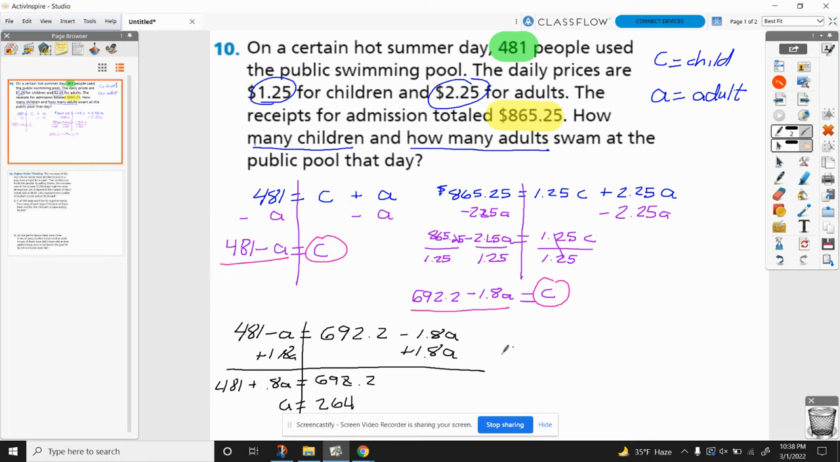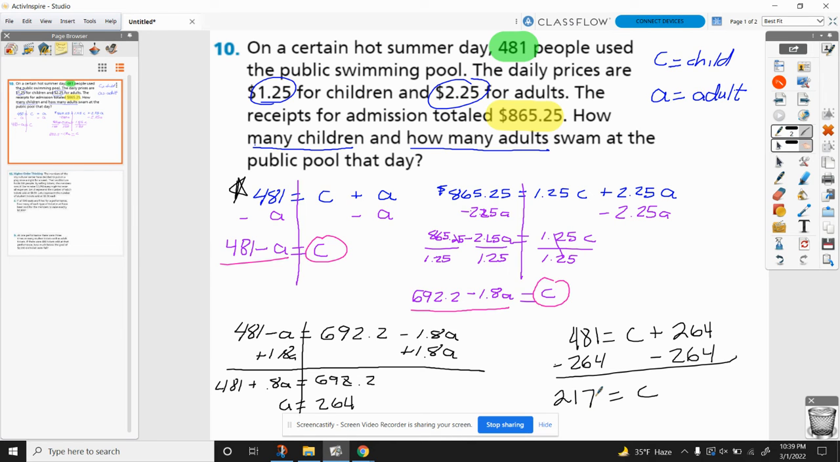Now keep in mind that that's the amount of adults. To find the number of children, I'm going to come back up to the equation that I started with on the upper left-hand side. I'm going to say that 481 people was equal to some number of children plus some number of adults, but we found the number of adults to be 264. So if I subtract 264 on both sides, then we have 481 minus 264, and we end up with 217 children.